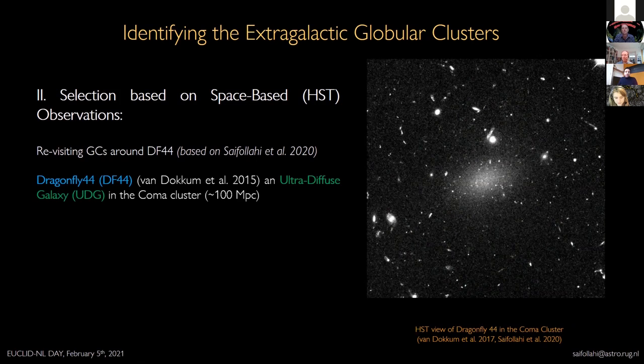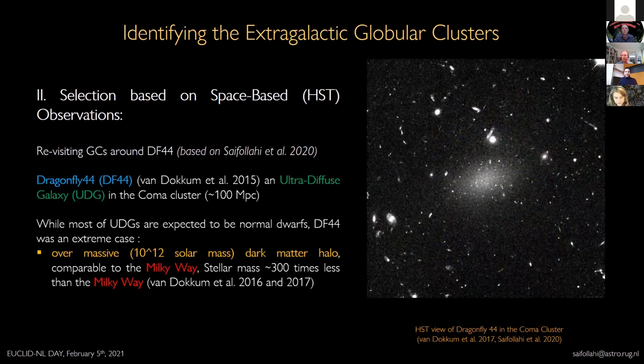So recently we looked at this galaxy Dragonfly 44. It's an ultra diffuse galaxy that has been studied before. Ultra diffuse galaxies have been called this since van Dokkum's work in 2015, and there were claims about these kinds of objects having overmassive dark matter halos similar to the Milky Way, but a much smaller stellar mass. In particular, for Dragonfly 44, the halo mass estimated by van Dokkum and collaborators was around 10^12, like the Milky Way, but the stellar mass was 300 times less than the Milky Way. So this was always a problem.